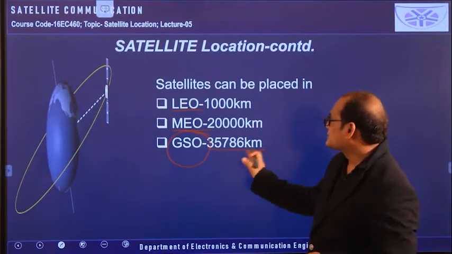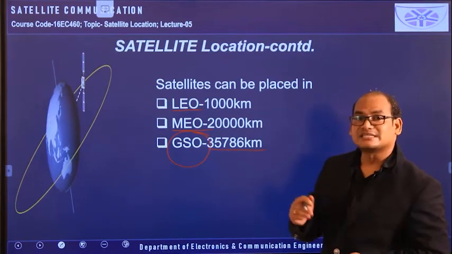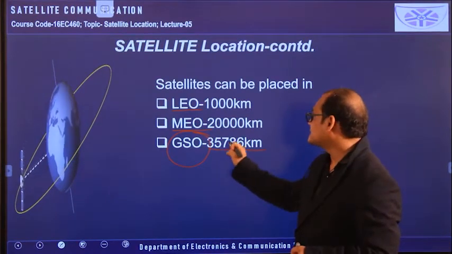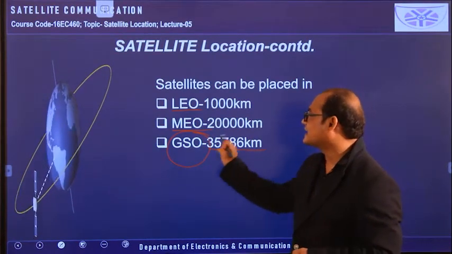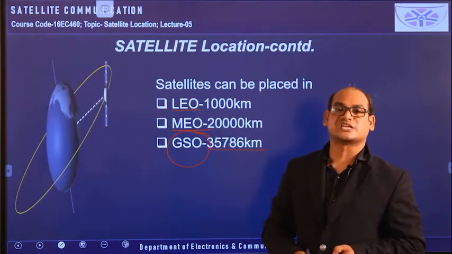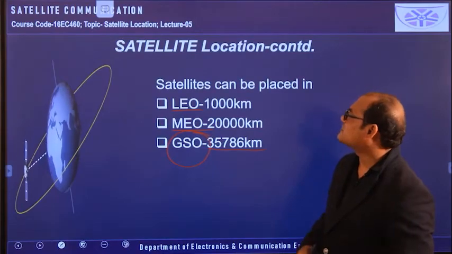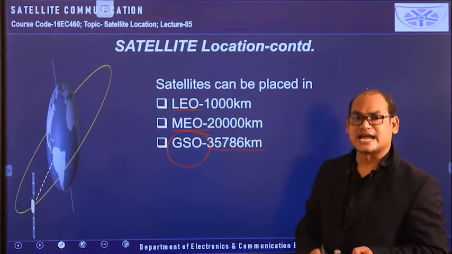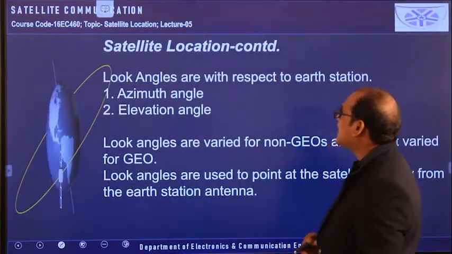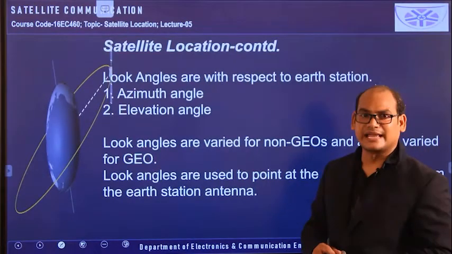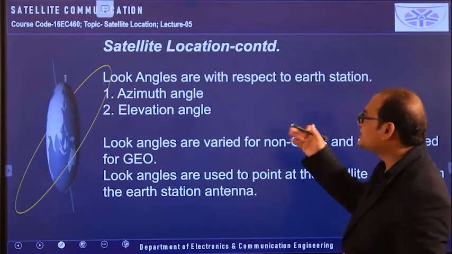Okay, so like this, if the height of the satellite is 35,786 kilometers, then we can tell that it is a geosynchronous or geostationary satellite. Okay, so this is about the orbits of the satellites where we can place our satellites. And then the important topic is look angles. This is very important and very difficult also.